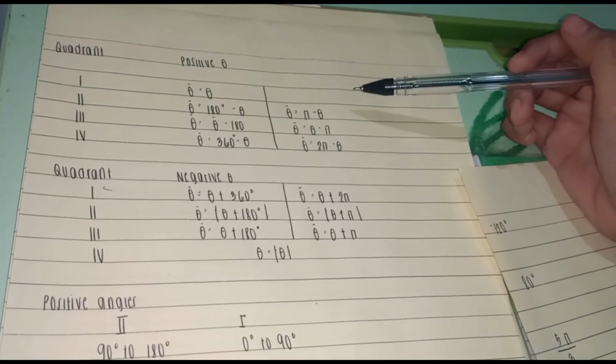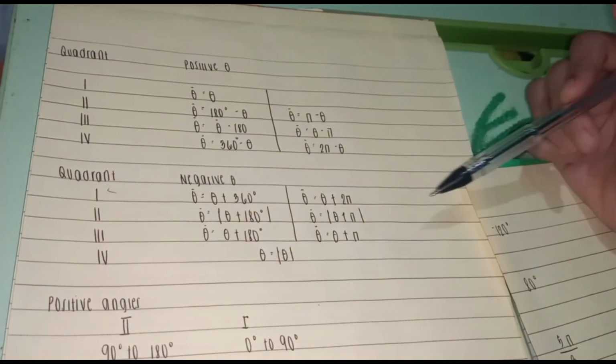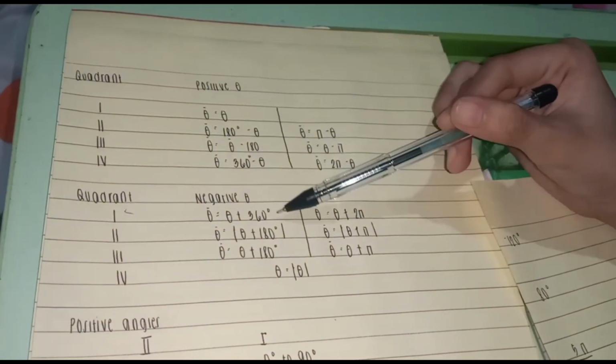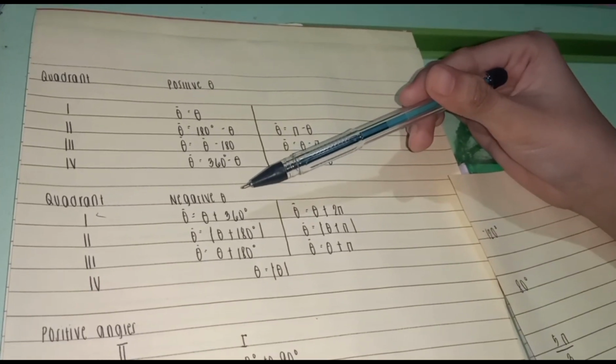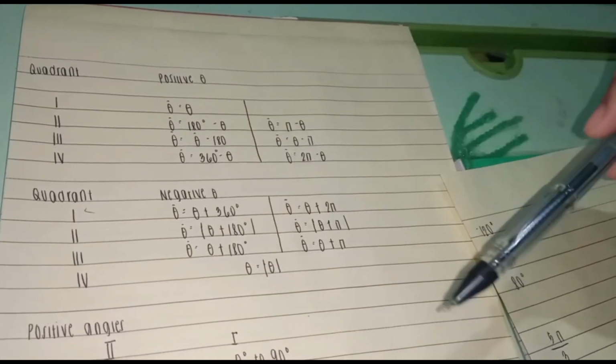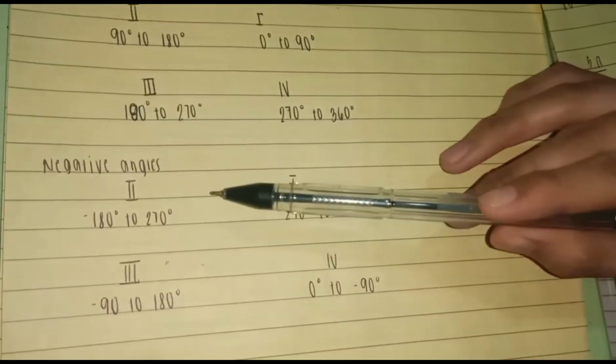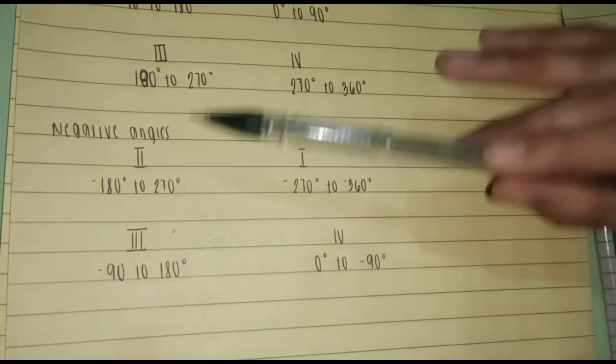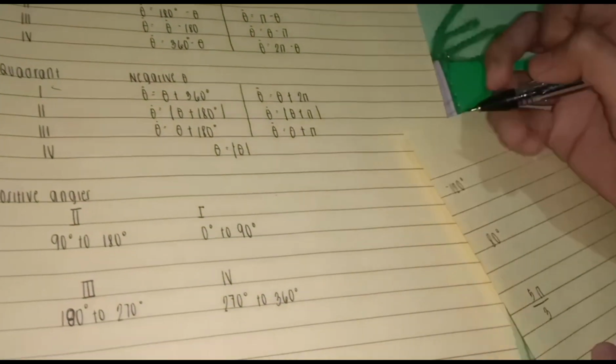This is the formula of the quadrant. For example, negative 120 degrees. Since negative 120 degrees is a negative angle, we find it in the formula, and the quadrant is 3. And here's how to solve it.